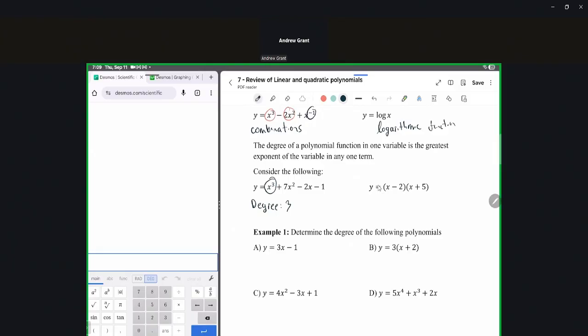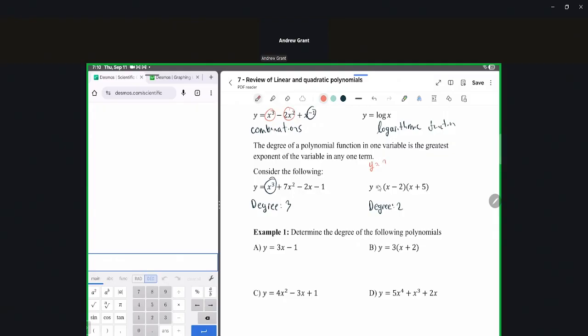This next one here, we've got y is equal to, in brackets, (x minus 2)(x plus 5). This one is going to be a degree 2. Why is that the case? Well, if you were to multiply out what this top one looks like, so (x minus 2)(x plus 5), we'll use FOIL for the moment.